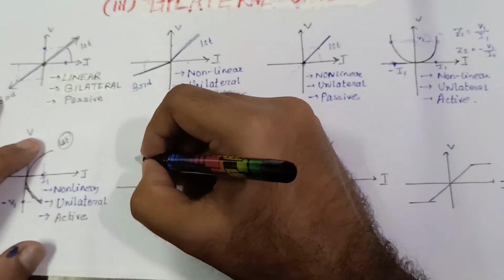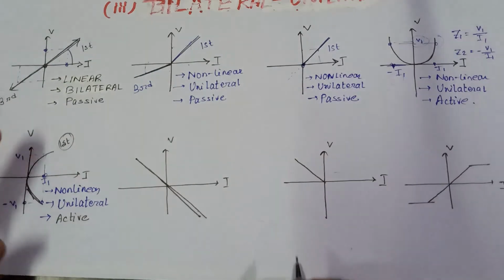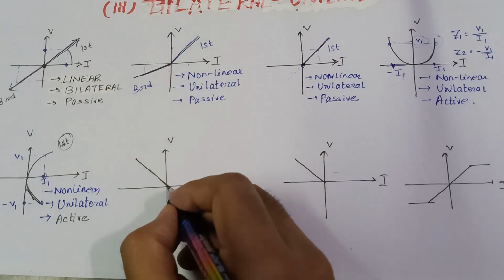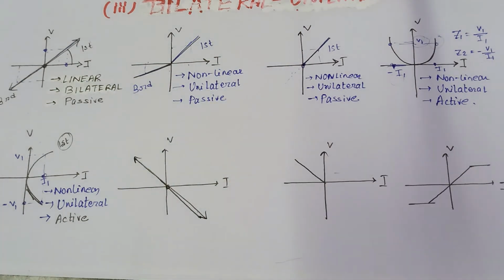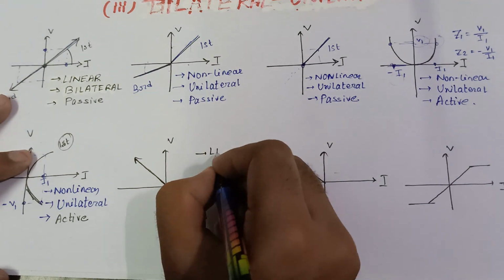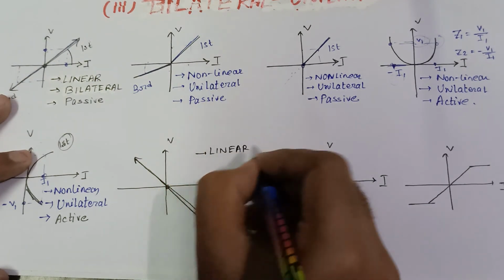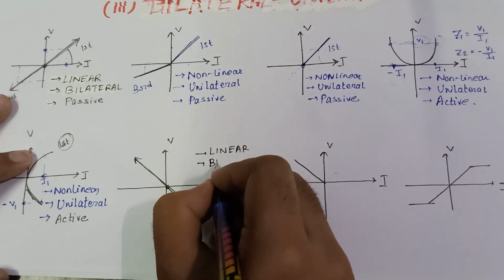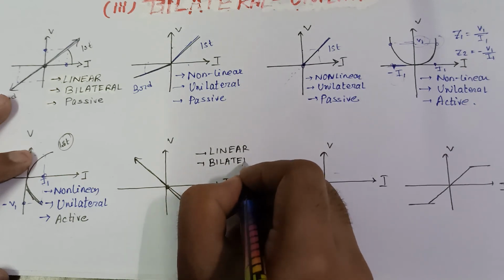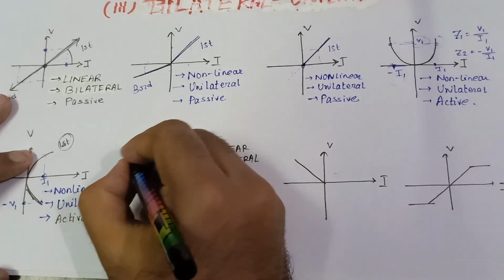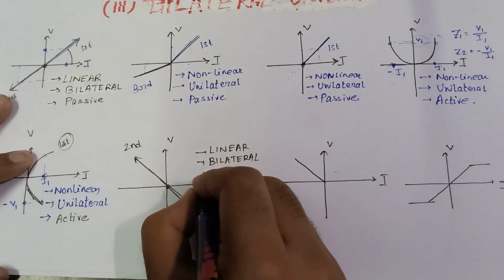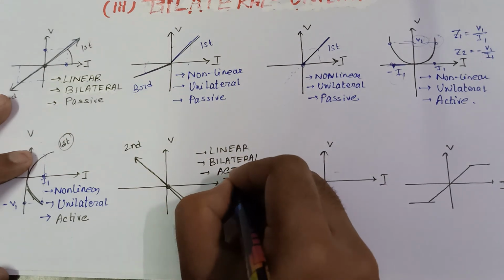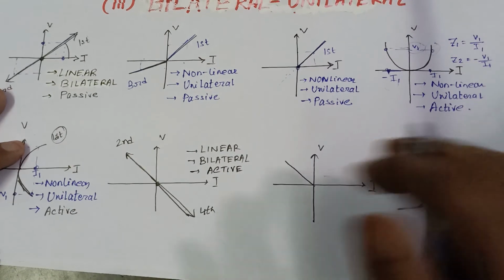In this VI characteristics, it is following only one equation of straight line, and it is passing through origin and for all time. So it is following conditions 1, 2 and 3 for linearity. So it is a linear element, and if it is linear, then it should be bilateral. But the VI characteristics is lying on the second and fourth quadrant, which means the slope is negative. Negative means it should be an active element.